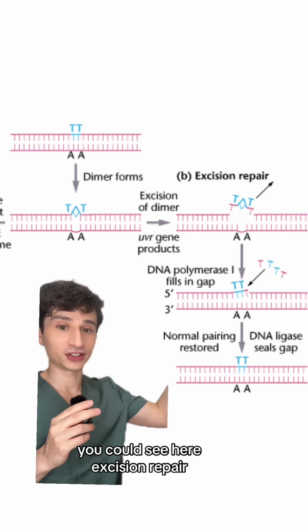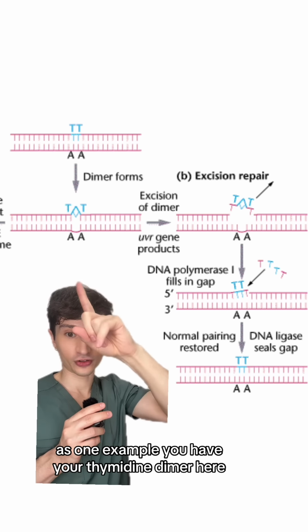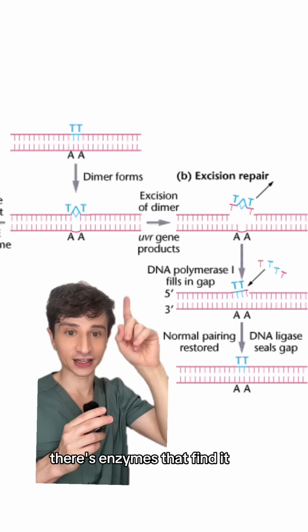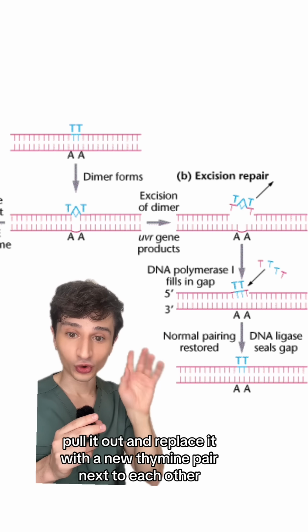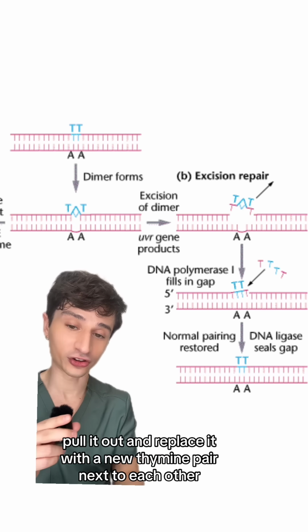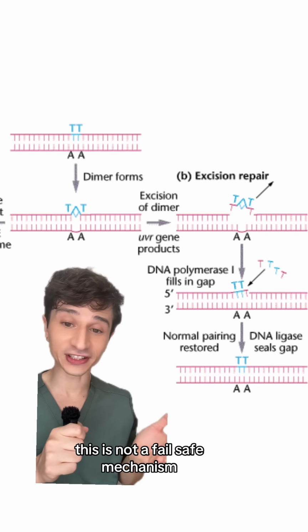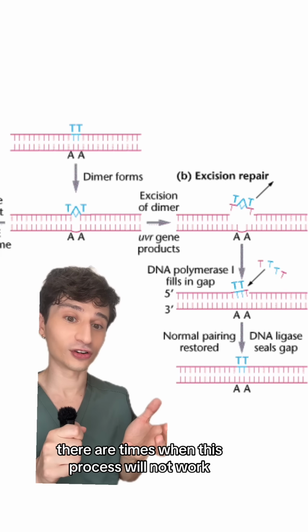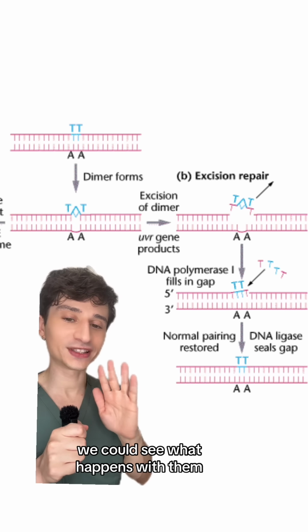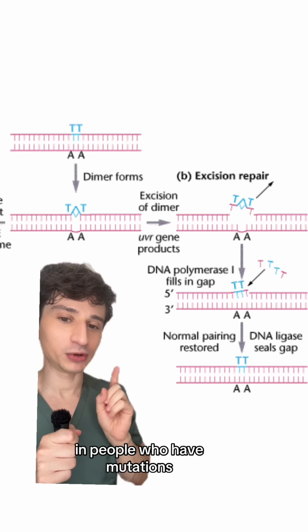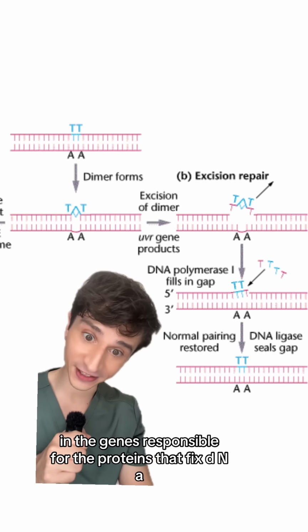So, you could see here excision repair as one example. You have your thymidine dimer here. There's enzymes that find it, pull it out, and replace it with a new thymine pair next to each other, therefore repairing the DNA. However, this is not a fail-safe mechanism. There are times when this process will not work. Though those times are rare, we could see what happens with them in people who have mutations in the genes responsible for the proteins that fix DNA.